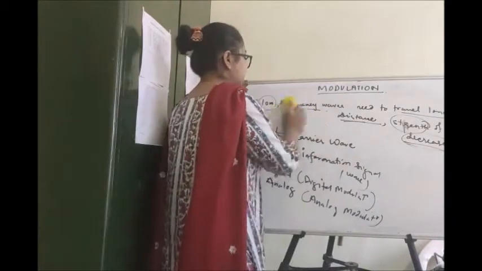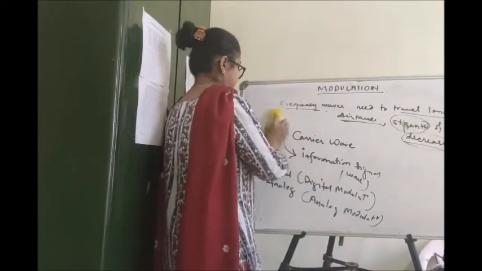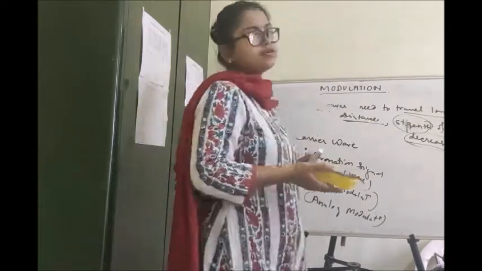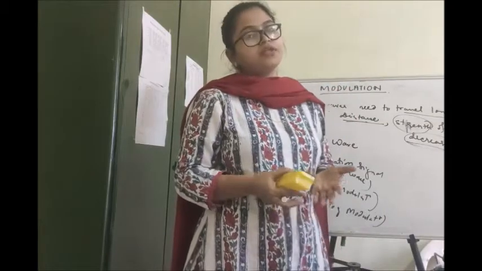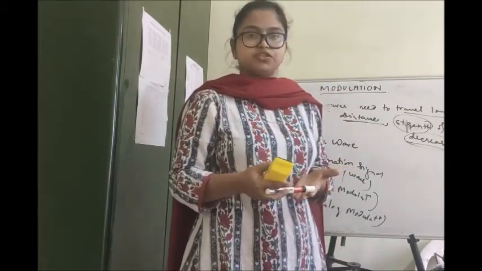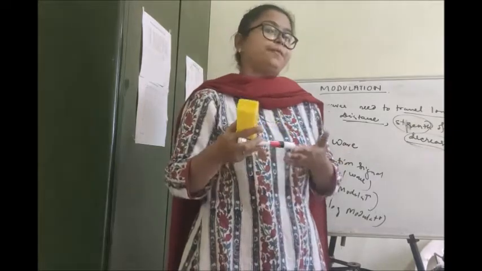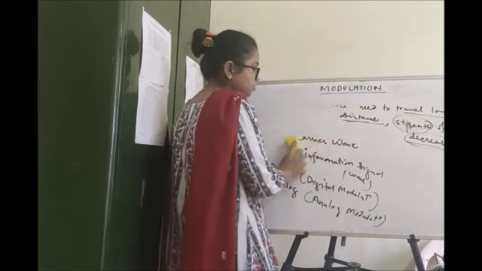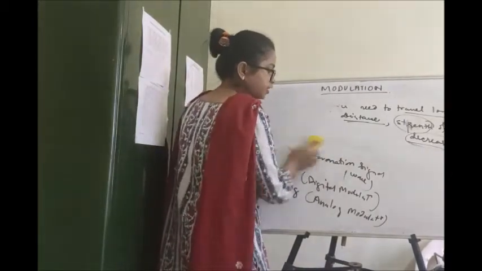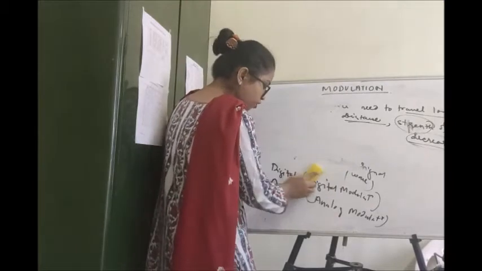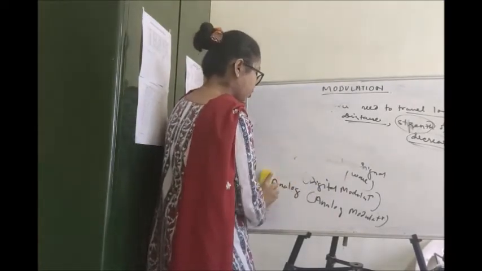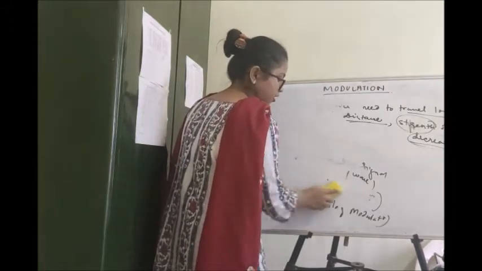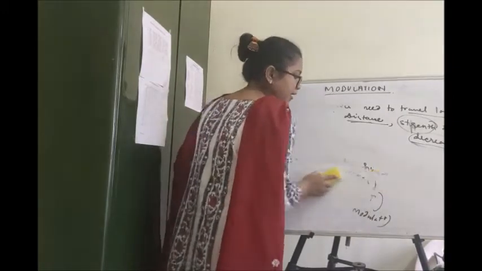First we will start with analog modulation. Modulation can be done based on a few properties of the signal. What are the general properties of the signal we have studied till now? It has frequency, it has amplitude, it has its own phase, it has its own bandwidth, and it has its own wavelength. So based on a few of these properties, we can apply modulation. Digital modulation is applied on digital type signals and analog modulation is applied on analog signals.